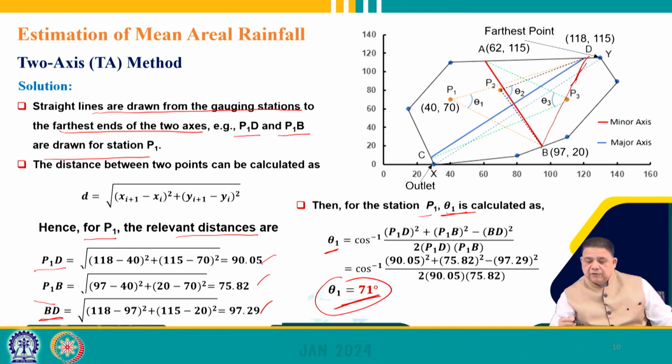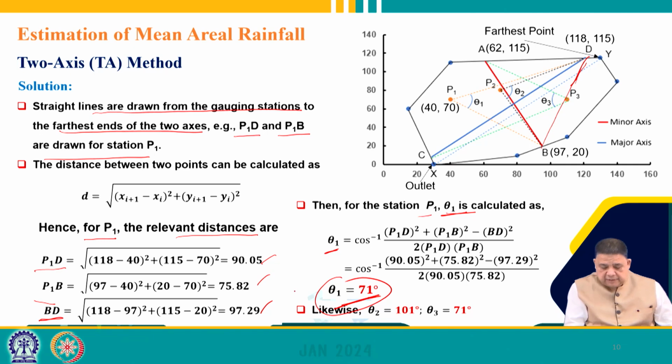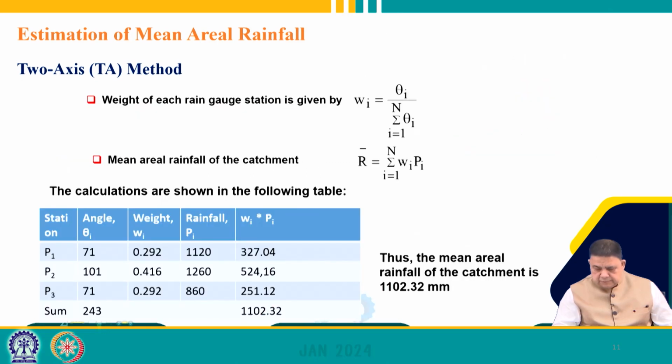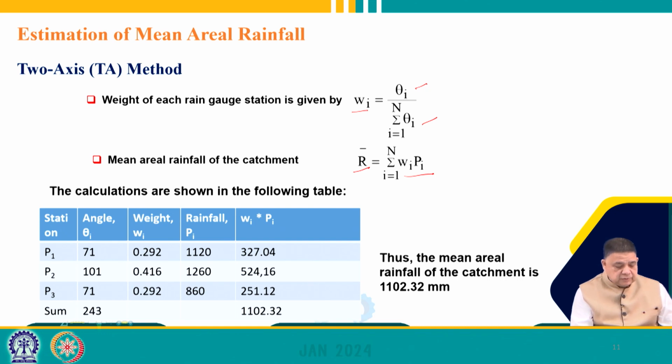A similar exercise will be done for stations P2 and P3 also. Likewise, theta 2 comes out to be 101 degrees and theta 3 comes out to be 71 degrees. And then of course, we need to calculate the weights for different stations, and the weight is given by Wi equals theta i divided by the sum of theta i, and the mean rainfall is R bar equals the sum of Wi Pi. The calculations are shown here. So, we have found that theta 1, theta 2 and theta 3 for P1, P2, P3 are 71, 101 and 71.